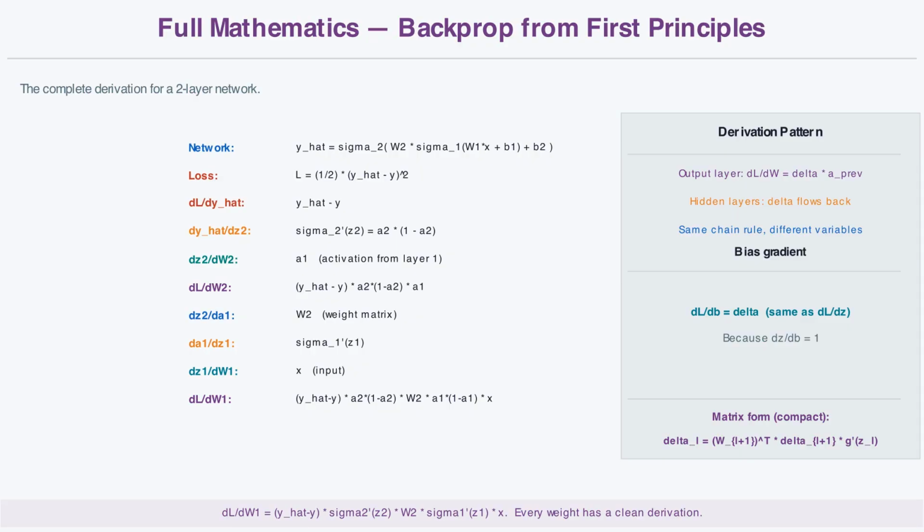For the first layer weight W1, we apply the chain rule one more time, dL/dW1 equals (y hat minus y) times sigma 2 prime of Z2 times W2 times sigma 1 prime of Z1 times x. Notice the pattern, each additional layer adds one more multiplication to the chain. The bias gradient is simply delta, the same as dL/dz, because dz/db equals 1. In matrix form, delta L equals W L plus 1 transposed times delta L plus 1 times the activation derivative at Z L. This is the complete derivation.